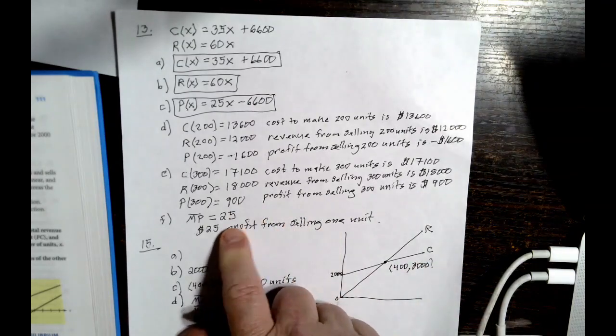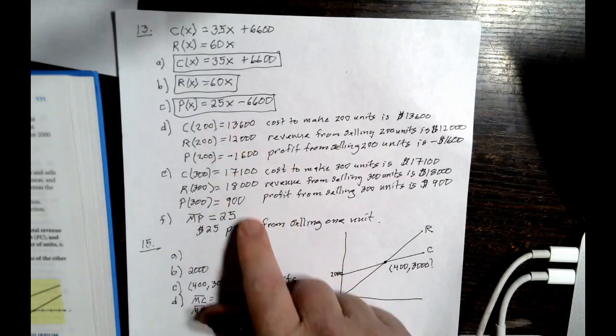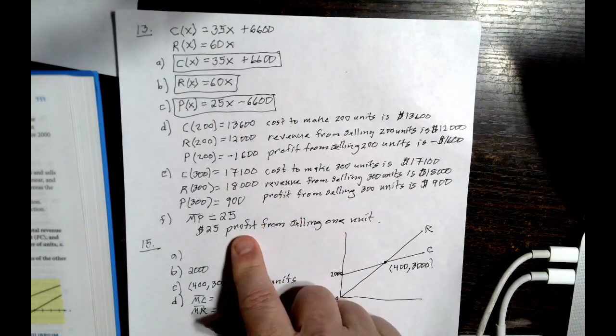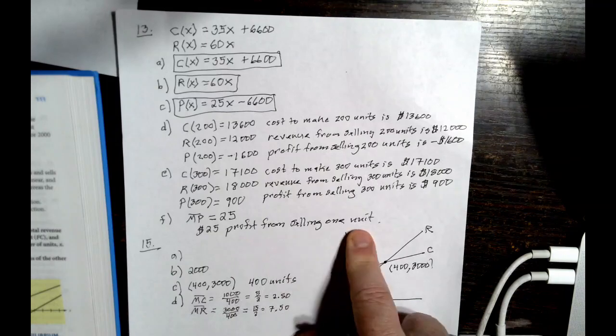F says what's the marginal profit? It's just the number in front of x. And what does that mean? It's the $25 profit from selling one item.